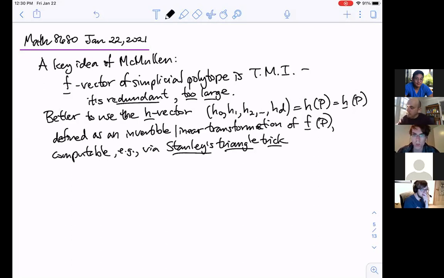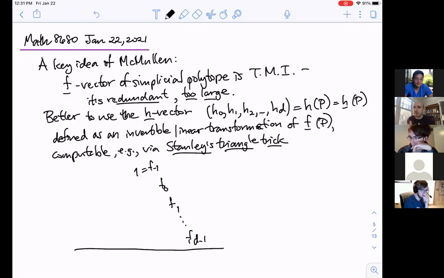Okay, so here's how Stanley's triangle trick works. You write the F vector entries. Remember, F-1 was always a 1. That was counting the empty face. There's only one of those. And you're going to have F0, F1, dot, dot, dot, up through FD-1. I'm not going to bother putting the FD, which was equal to a 1, right? FD was the whole polytope itself, the only D-dimensional face. But I do include the F-1 up here as a 1 and the F0 through FD-1.